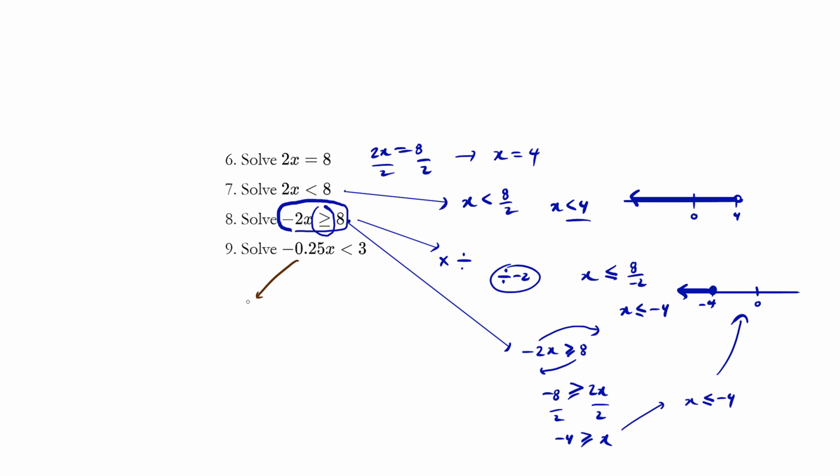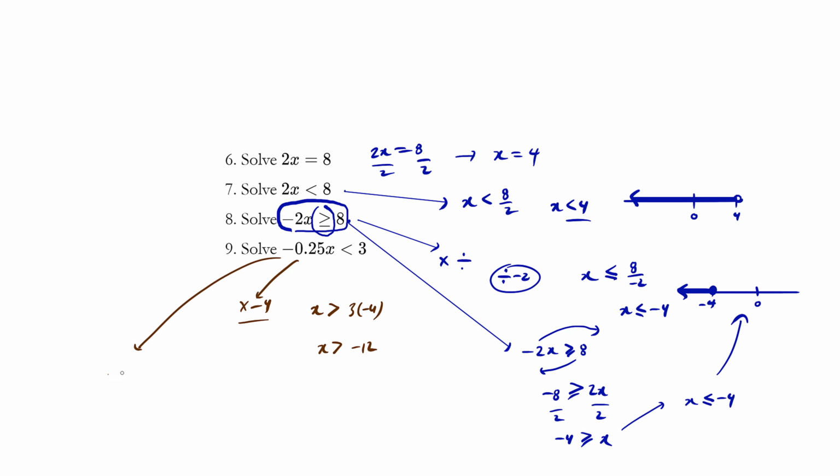So finally, let's multiply by negative 4. We're multiplying by negative 4. So when you multiply by a negative number, 4 times 0.25 just becomes an x. We're going to flip the inequality right away. So 3 times negative 4, so we have x is greater than negative 12.